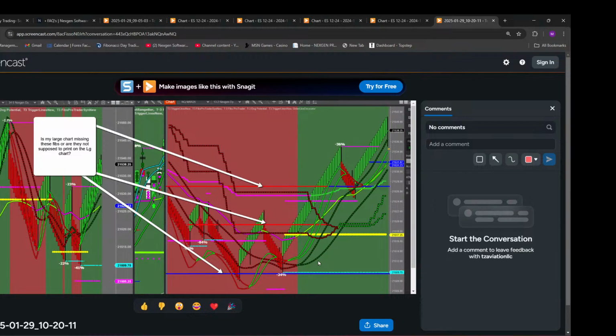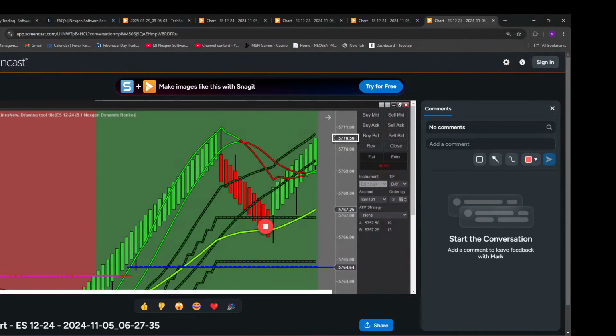This is a setup fib question. Is my large chart missing these fibs? Are these fibs not supposed to print on a large chart? Your large chart is missing fibs, Wayne. So before break, here's one of the things.